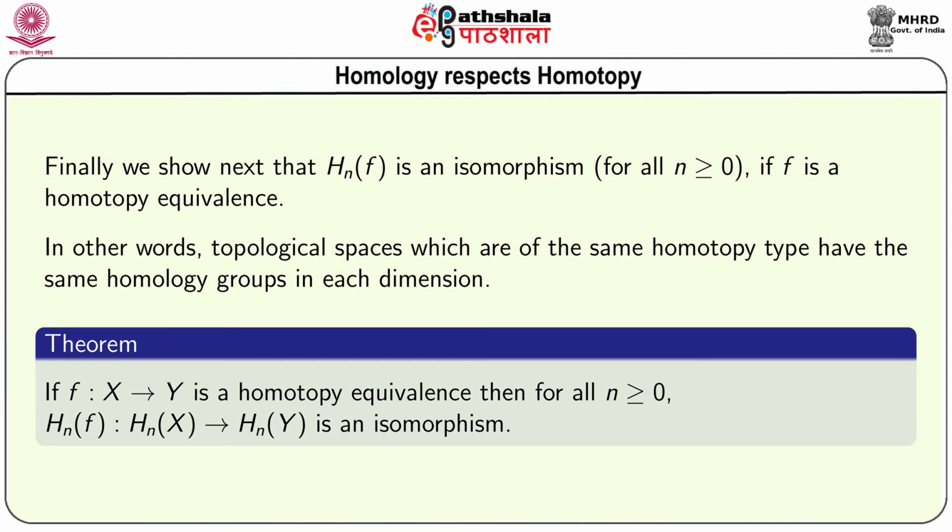Now, finally, we show that H_n f is an isomorphism when f is a homotopy equivalence. In other words, topological spaces which are of the same homotopy type have the same homology groups in each dimension. So, we state the theorem formally: if f is a function from X to Y and it is known that f is a homotopy equivalence, then for all n greater than or equal to 0, H_n f from H_n(X) to H_n(Y) is an isomorphism.